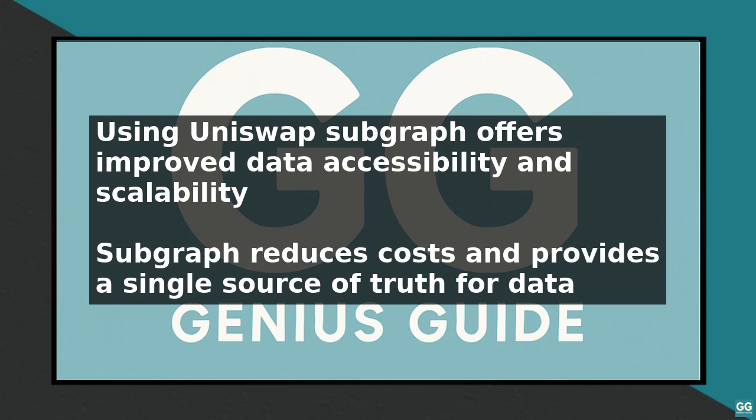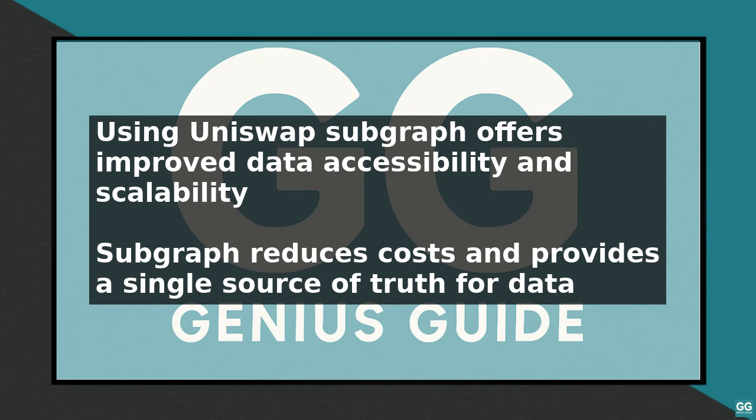Practical examples. A practical example of using Uniswap Subgraph is building a decentralized application that displays Uniswap token prices. By querying the Uniswap Subgraph, the application can retrieve token prices in real time, without having to scan the blockchain. Another example is building a data analytics platform that provides insights into Uniswap protocol usage, such as trade volume and liquidity.